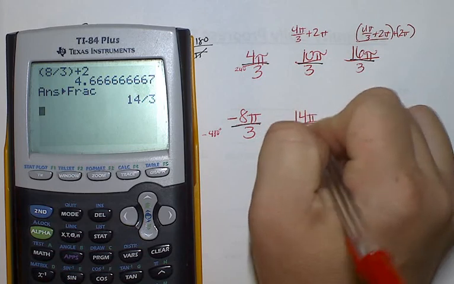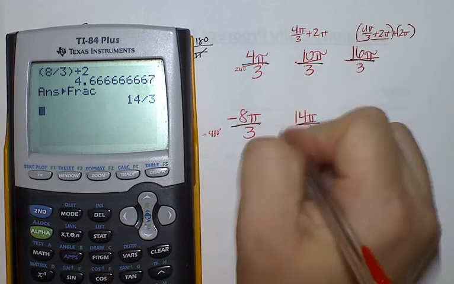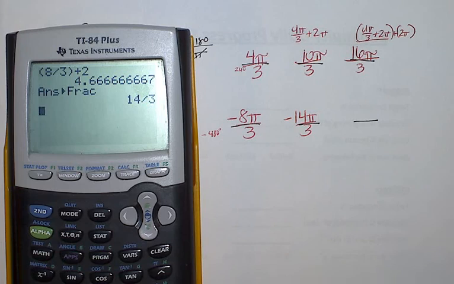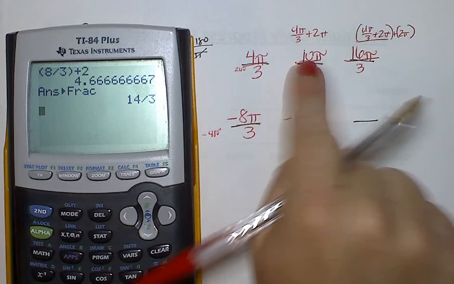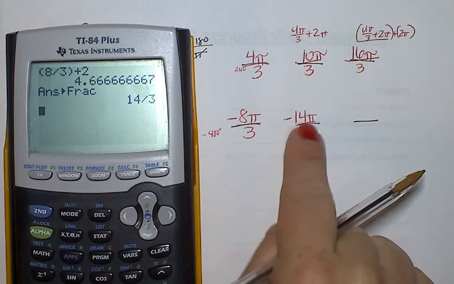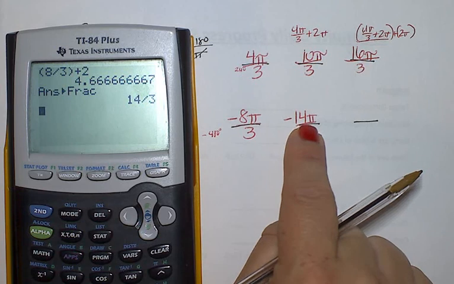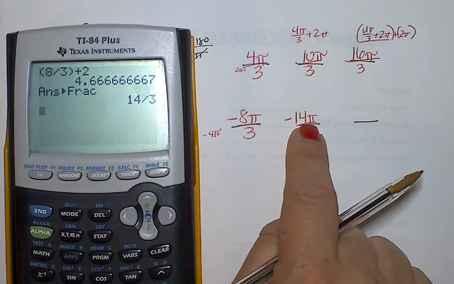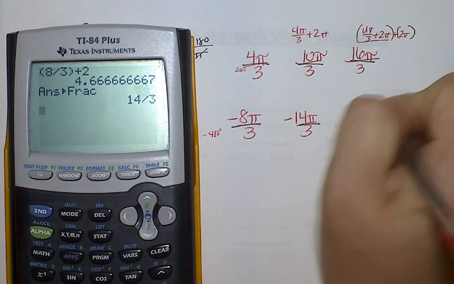What do I still need to do? Okay, now let's use our smarts. Let's look at the patterns. What am I going up by? 6 on top. What am I doing here? 6. So what do you think the next one's going to be? Negative 20 pi over 3.